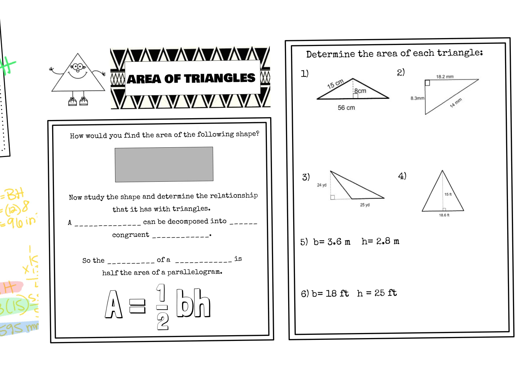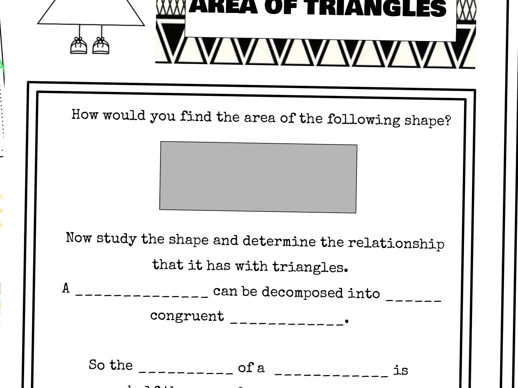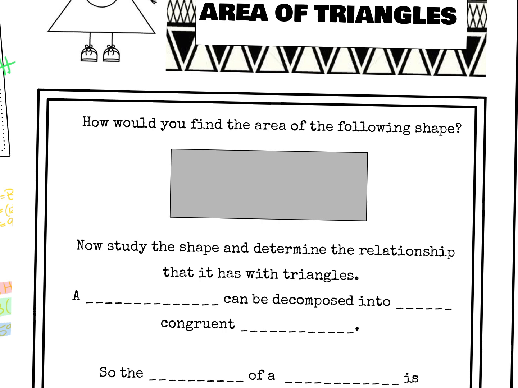So area of triangles, how would you find the area of the following shape? Just as we talked about earlier, this is a rectangle. Well, how do we find the area of a rectangle? We do base times height. I want a triangle. So what you're looking at right now is how can you get triangles from a rectangle? Hopefully you saw this right here, that you can actually just split it in half and you'll have 2 triangles. Well, I only want one of those triangles. So I want to know what the area of a triangle is.